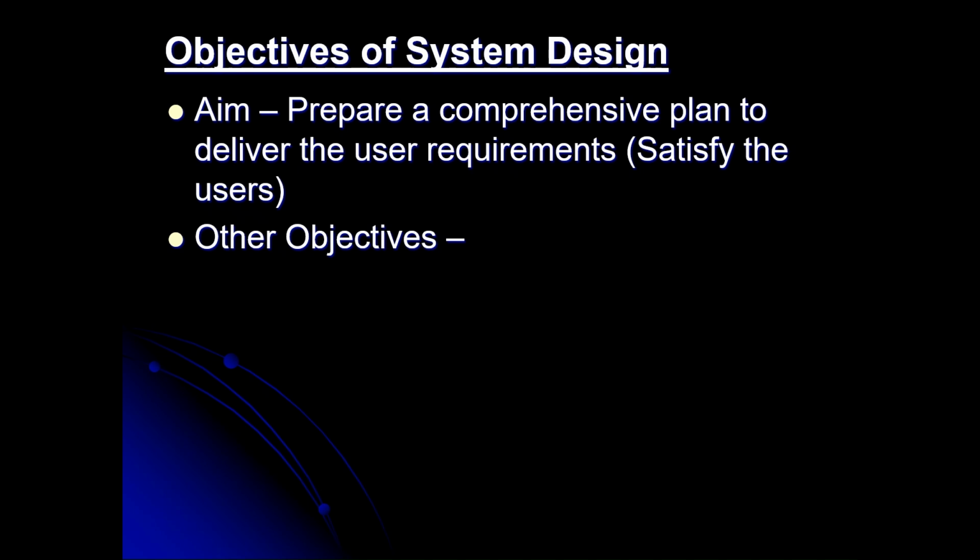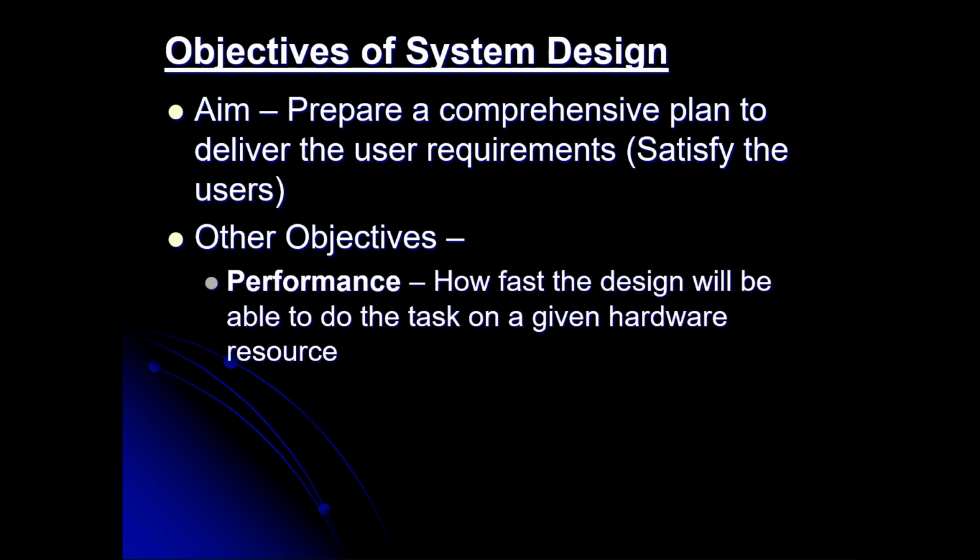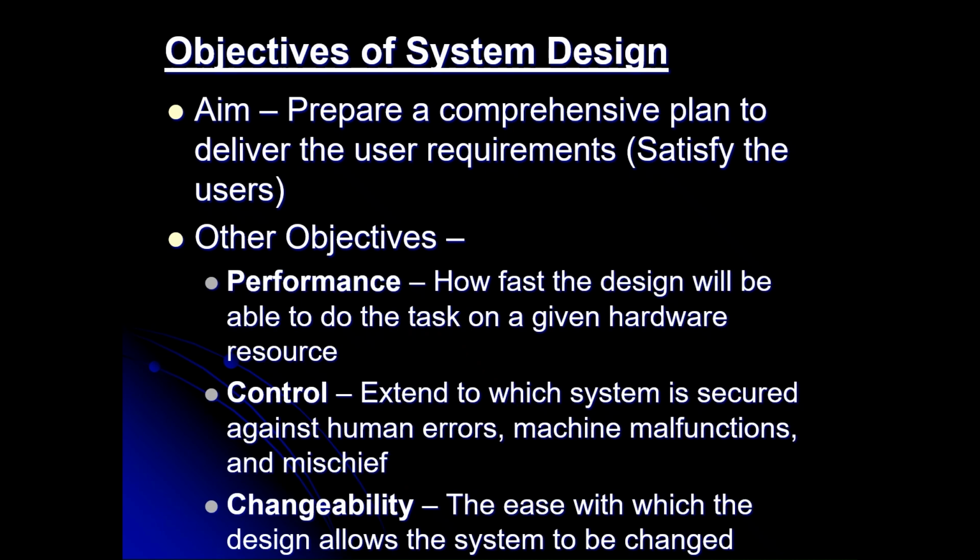So while preparing a comprehensive plan to deliver the user requirements, there are 3 other objectives that you need to consider: performance, control, and changeability. What is performance? Performance is how fast the design will be able to do its given task. Control is the extent to which the system is secured against human errors, machine malfunctions, and mischiefs. Changeability is the ease with which the design allows the system to be changed in future requirement changes.